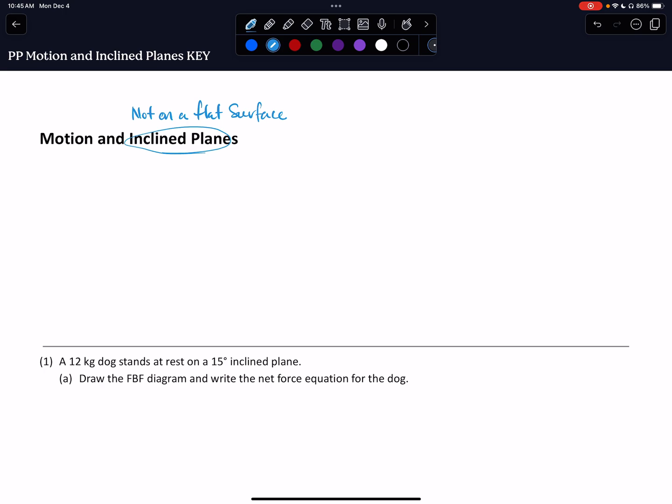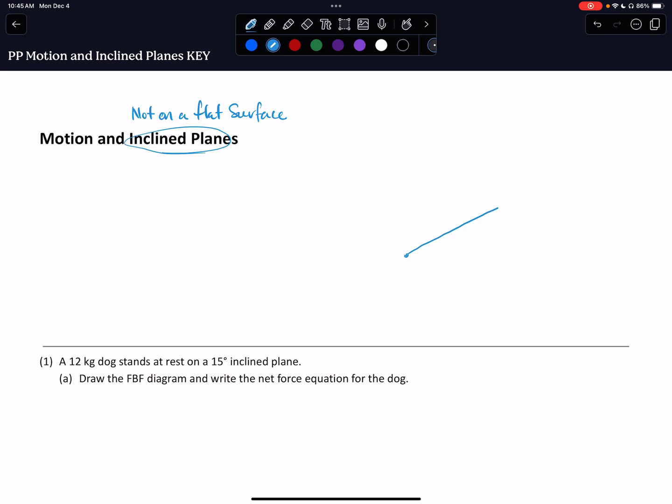First is going to be a diagram of the object on the inclined plane, and then separately, we're going to look at the free body force diagram. I think it keeps things a little cleaner than if you try to do both in the same. Now, that doesn't mean you have to do it. If you would like to do all on one, that's fine too.